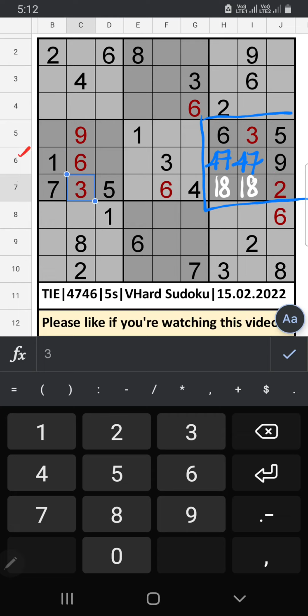Sixth row and seventh row, we have 7. So 7 can't come in these cells. Column G also we have 7. 7 can't come in this cell. Then 7 is confirmed here.